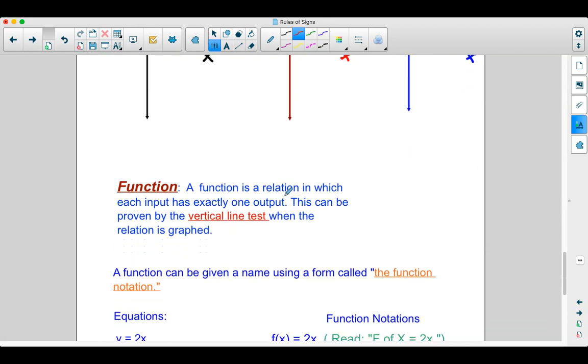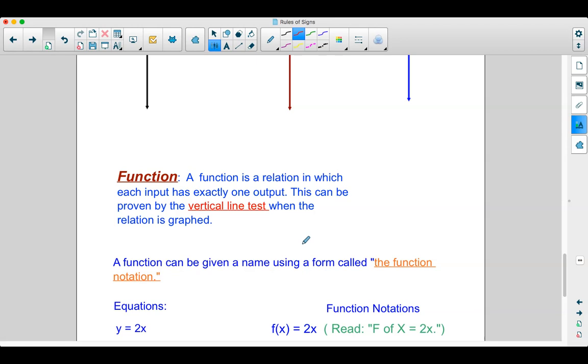Now let's talk about functions. A function is a relation in which each input has exactly, this word exactly is very important to the definition of what a function is. Exactly. That's a very, very important word. So a function is a relation in which each input has exactly one output. This can be proven by the vertical line test when the relation is graphed. We need to use some examples to illustrate this.